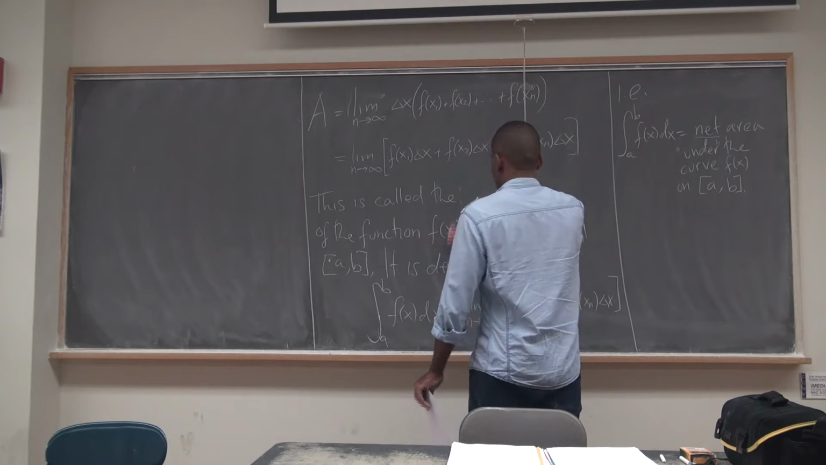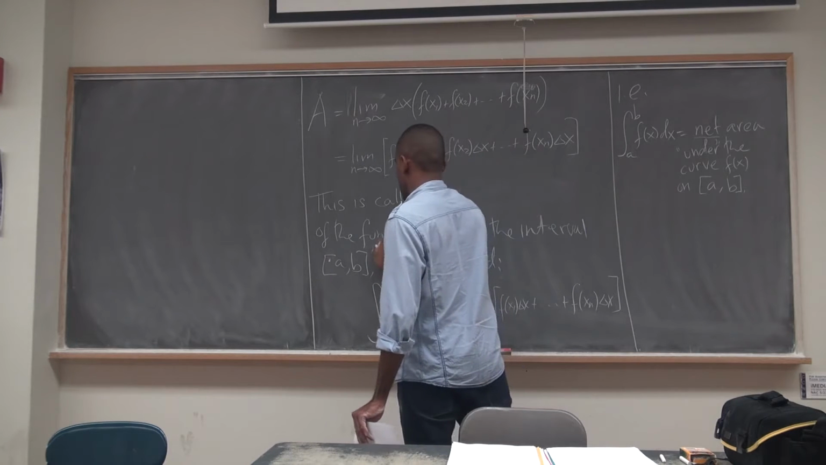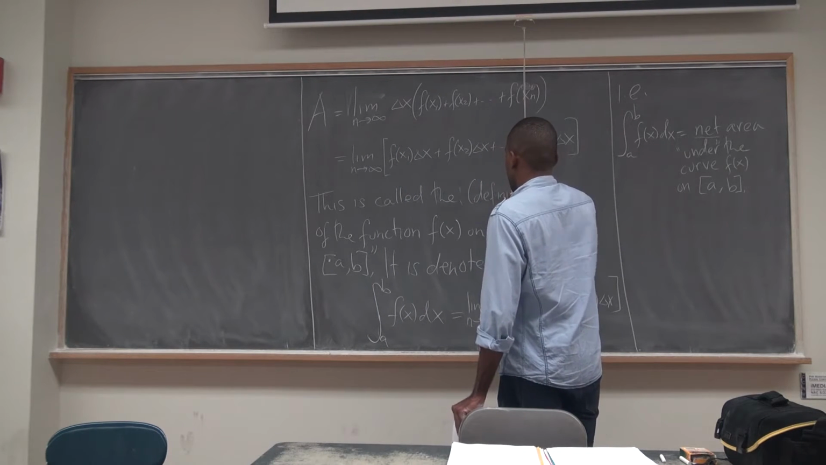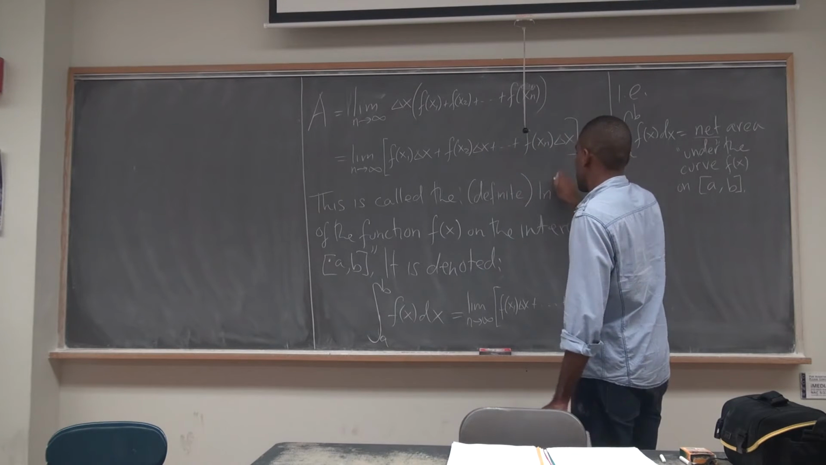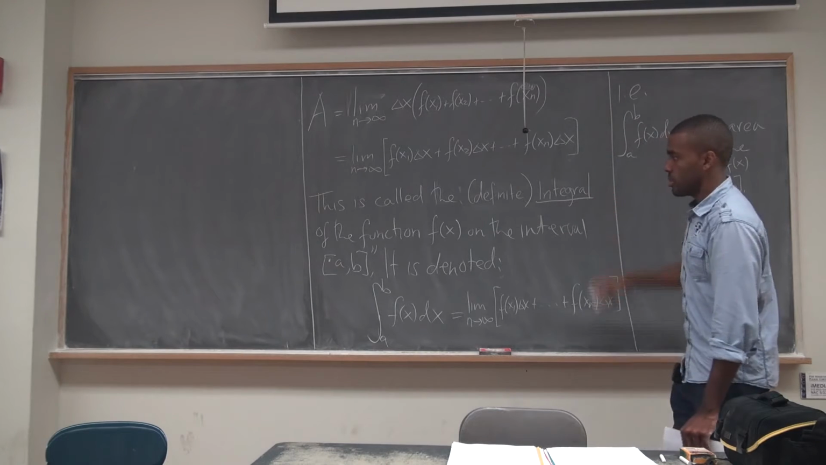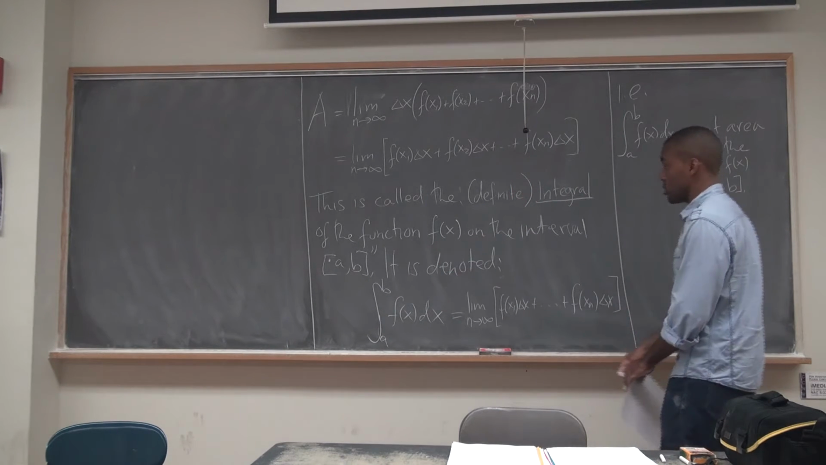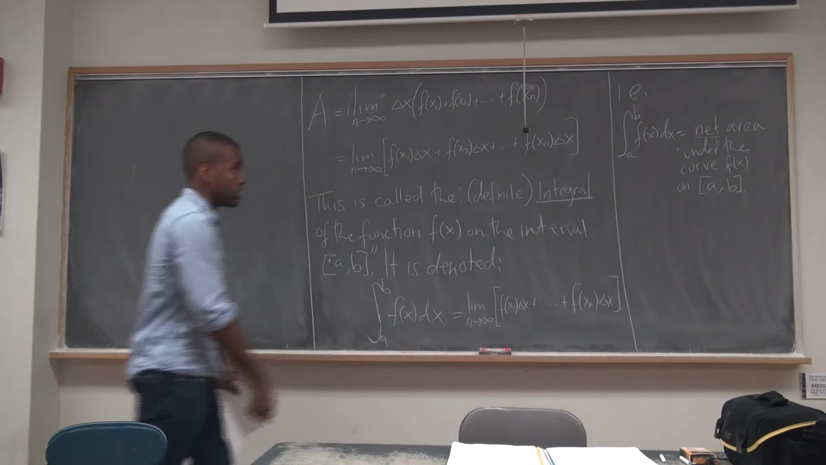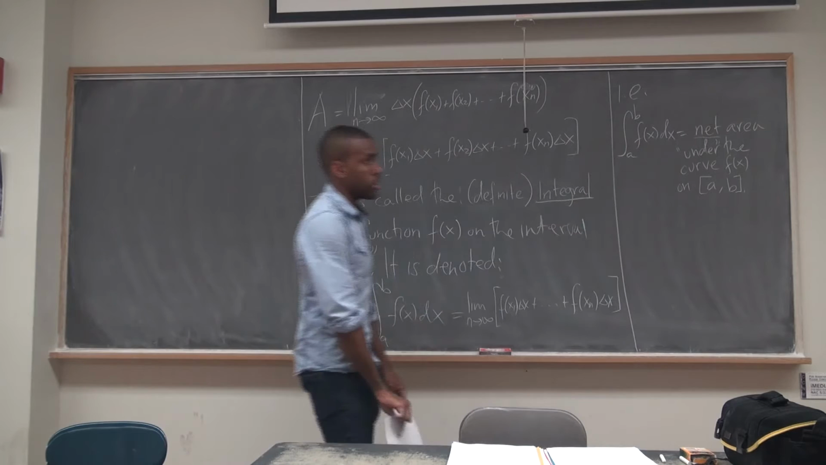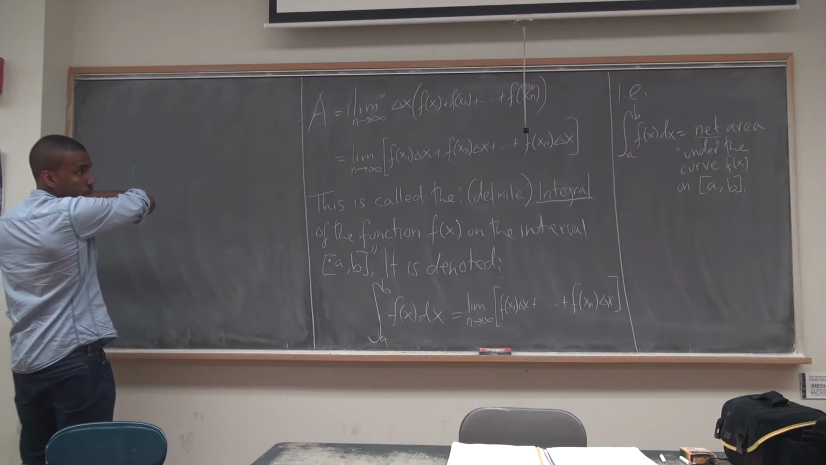So let me actually put that in. It's called the definite integral. There is such a thing as an indefinite integral, in which case you won't see these numbers here, and I'll explain the difference between the two. But this one is called the definite integral, and what it gives you is the area under a curve on some interval that you're considering.